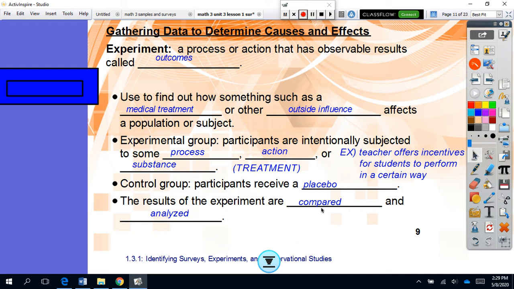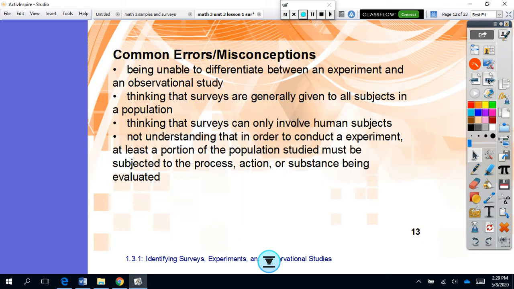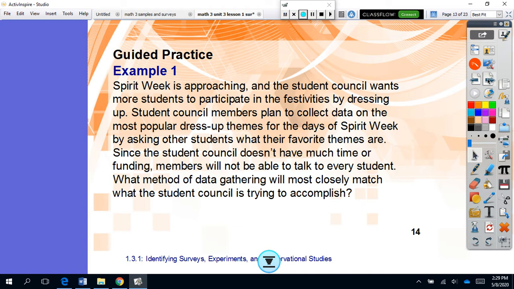And then you compare the results of the experimental group and control group and analyze those results. We're not going to be doing that in this class, but in AP Stats we definitely do a lot of that. Okay, so now let's try some.